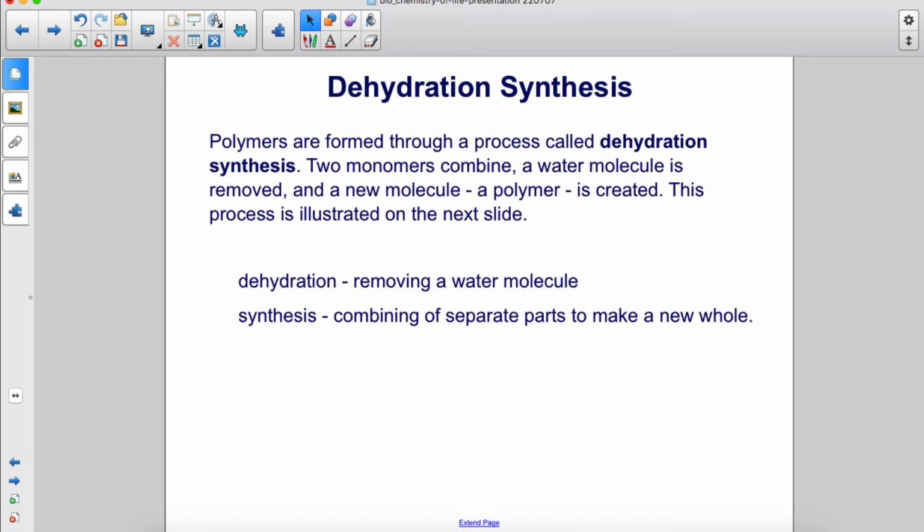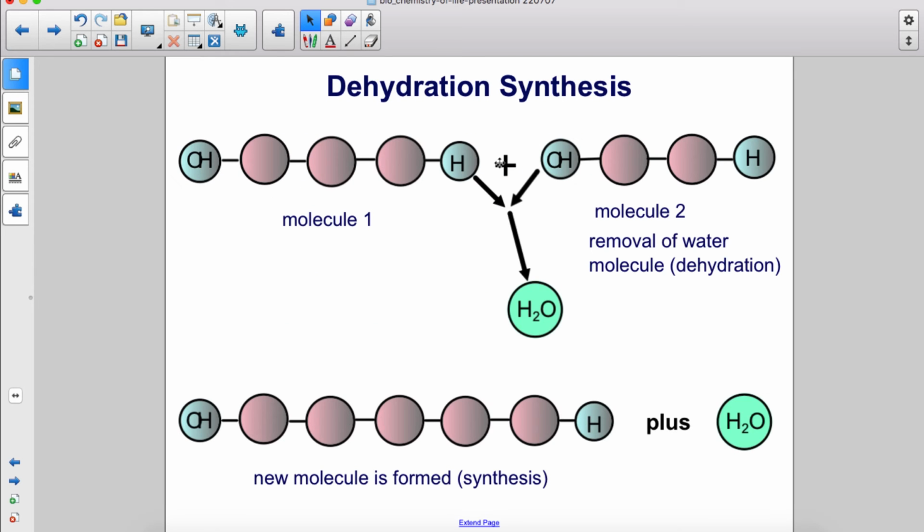Polymers are formed through a process called dehydration synthesis. 2 monomers combine, a water molecule is removed, and a new molecule, a polymer, is created. This process is illustrated on the next slide. Dehydration means removing a water molecule. Synthesis means the combining of separate parts to make a new whole. Here's molecule 1, here's molecule 2. A molecule of water is removed and a new molecule is formed.